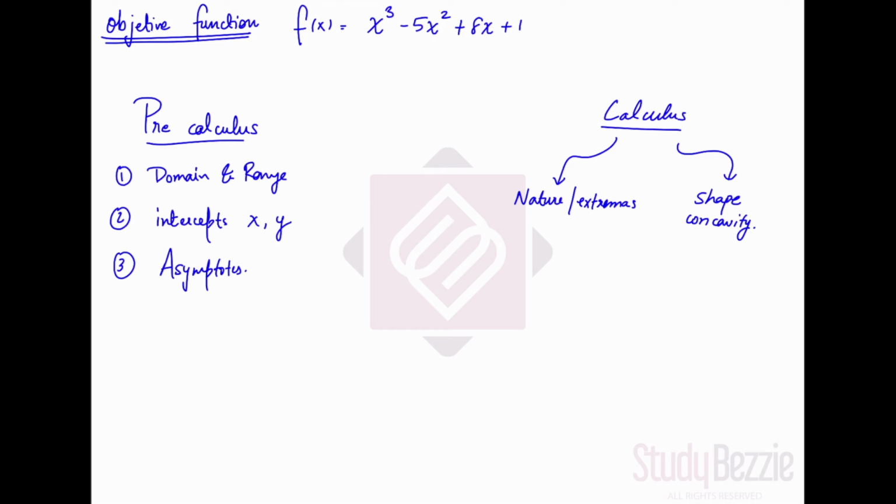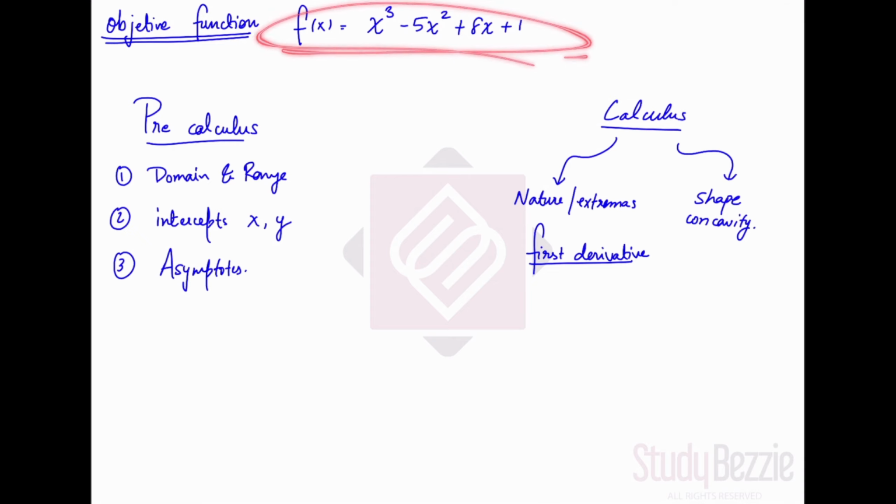In this case, we're going to use the derivatives to help us out. The first derivative is going to help us decipher some things about this function. Always remember that whenever you analyze, you're analyzing the objective function. You're using the first derivative and the second derivative as tools to give you information about this function.